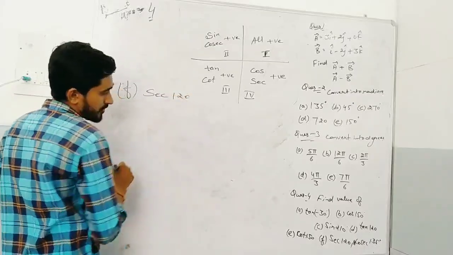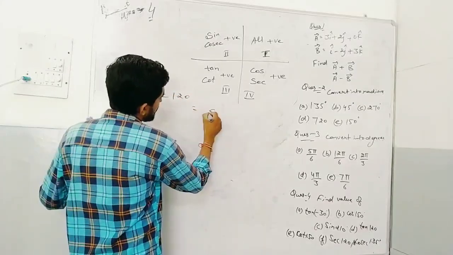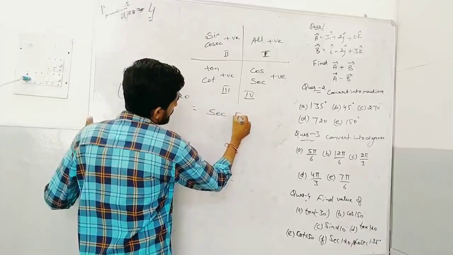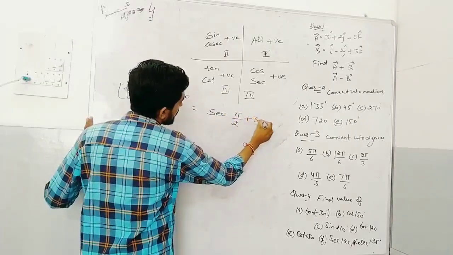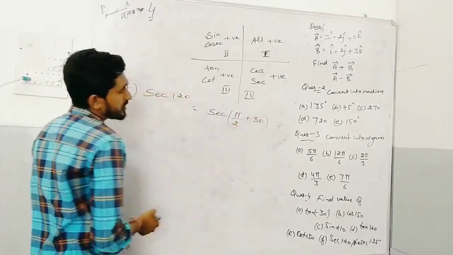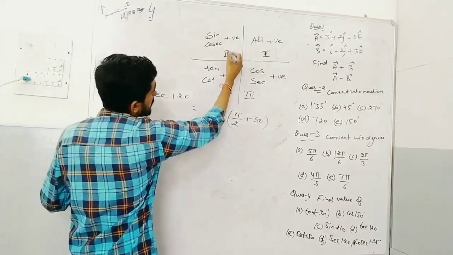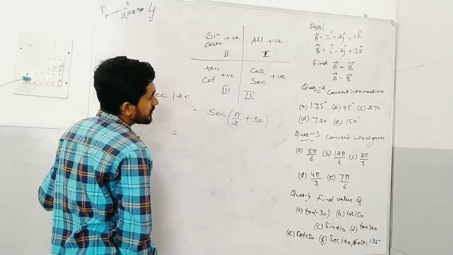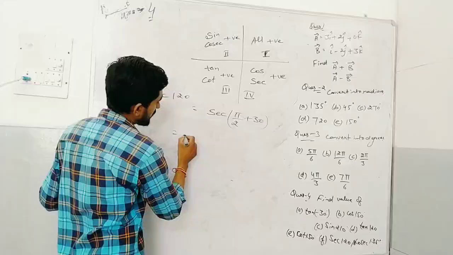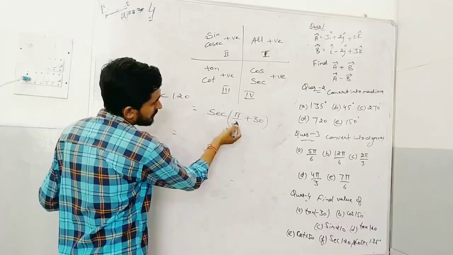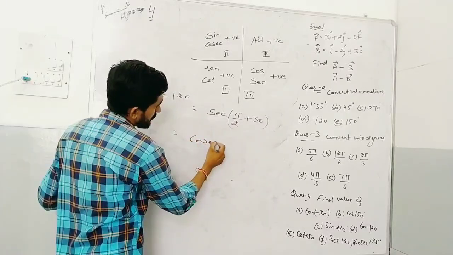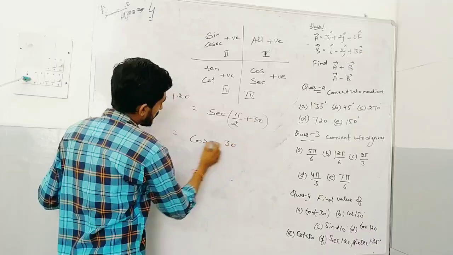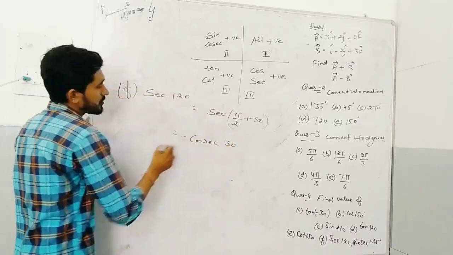Secant 120. What does this say? Secant is pi by 2 plus 30, 90 plus 30 is 120. In the second quadrant, secant is negative. That means secant converts into cosecant, cosecant 30 with a negative sign.